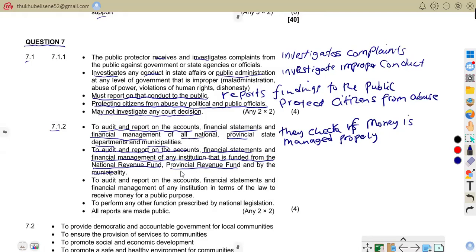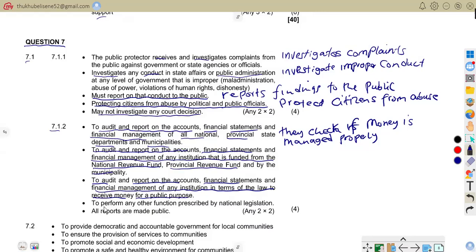So they audit national and provincial funds, and they ensure accountability in large funds. They also audit any institution that, in terms of law, receives money for public purposes. Here we are talking about institutions using public funds, even non-profits that receive public money, for example an NGO funded by government for school feeding schemes. They also have to audit that.